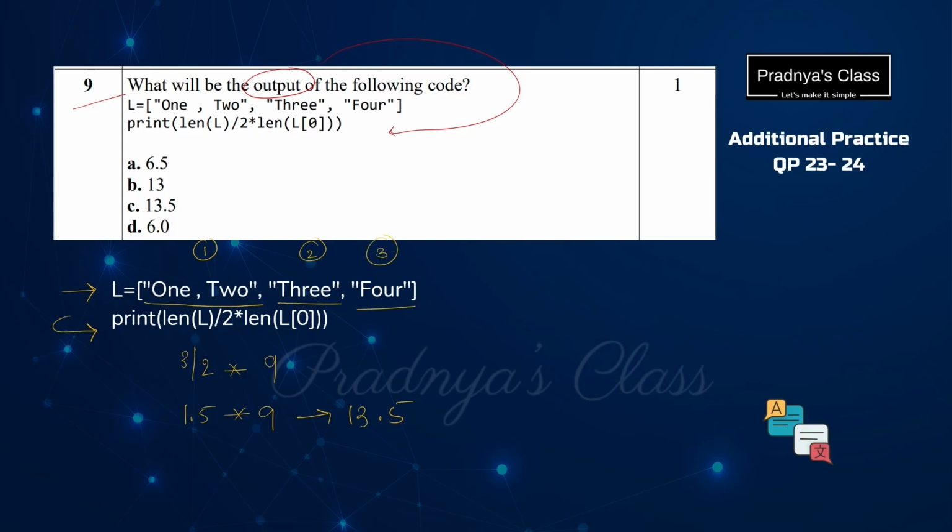In the print statement, we need to evaluate some expression. Let's take the first part, length of L divided by 2. Length of L means the number of elements in the list, that is 3. So 3 by 2 will be 1.5. Division operator gives the result in the form of float. There is a multiplication operator. After that we need to find out the length of L of 0. At index 0 we have this string, and the length of that whole string is 9. So 1.5 into 9 will be 13.5. So we can conclude that C is the correct option.